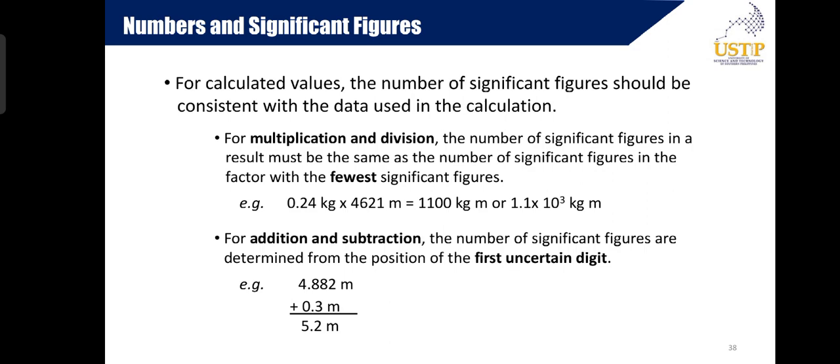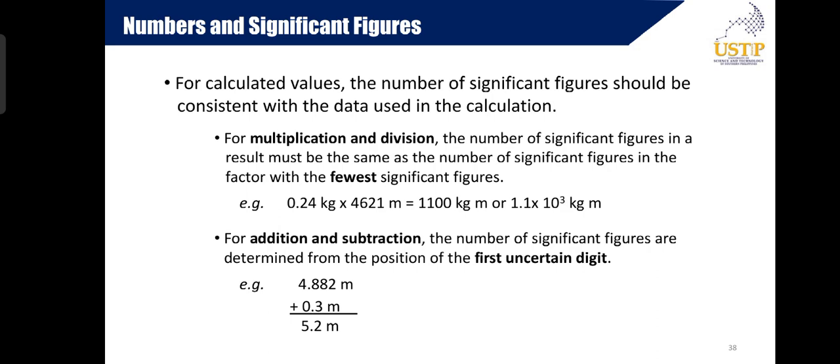Since 4.882 meter has 3 decimal places versus 0.3 meter, which has 1 decimal place, what we follow is the least decimal place, which is 1. So, the way we express our answer would be 5.2, just 1 decimal place, since 1 is the decimal place of the number with the fewest decimals.